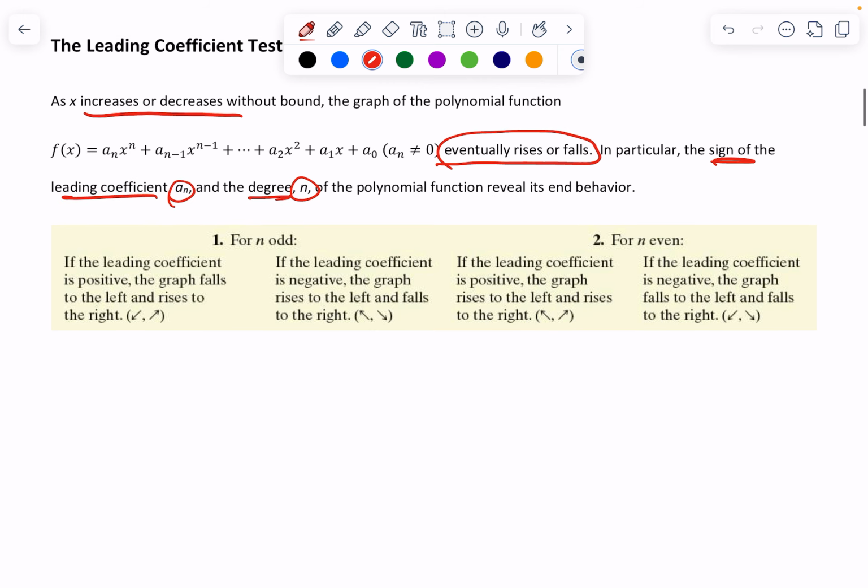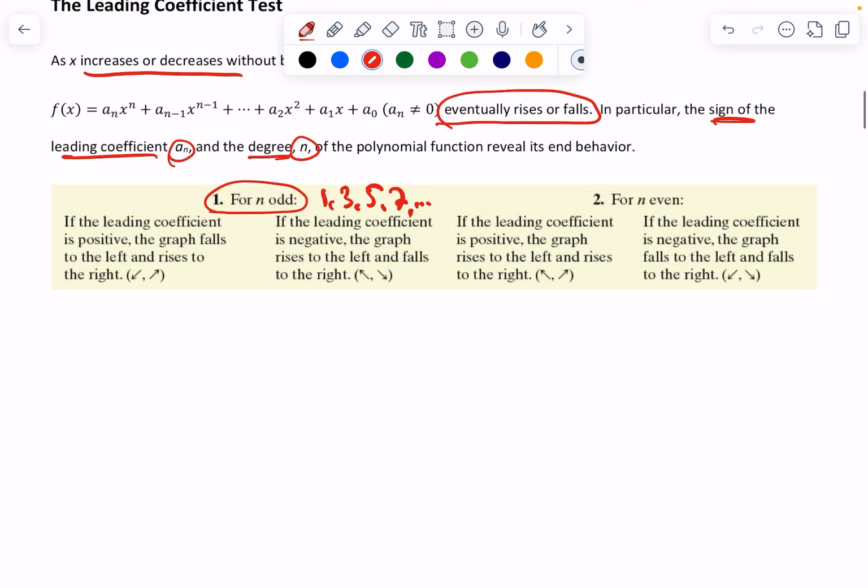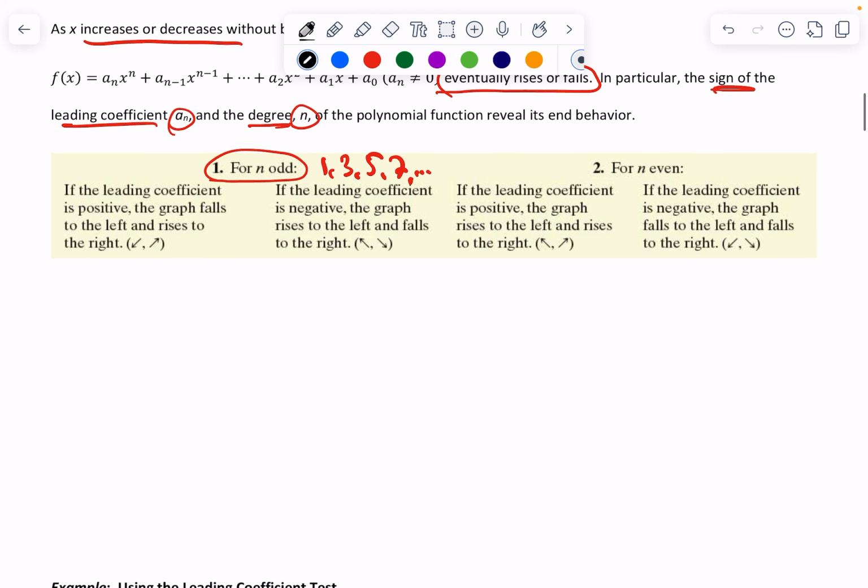So we're going to look first at when n is odd. So that is our 1, 3, 5, 7, and so on. For the odd ones, if the leading coefficient is positive, the graph falls to the left and rises to the right.